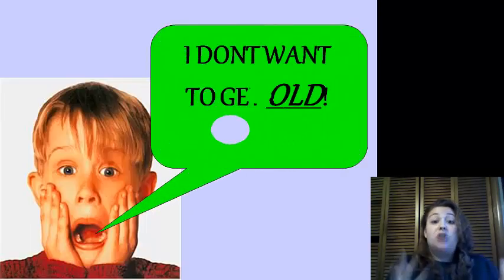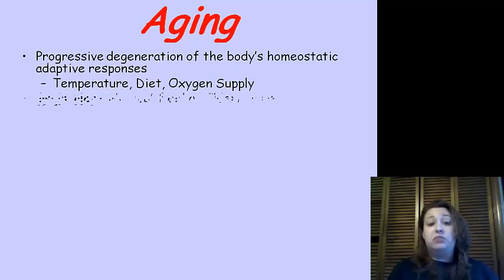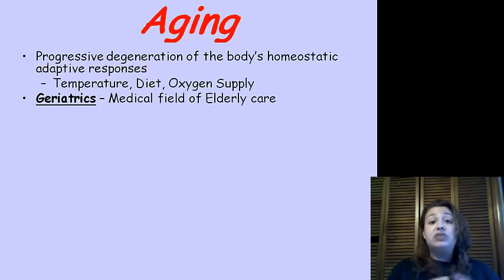So, we don't want to age. We don't want to get old. But what is aging? It is the progressive degeneration of the body's homeostatic adaptive response. AKA, we can't maintain homeostasis. We can't maintain temperature. We can't maintain diet, oxygen supply, and your body starts breaking down. Geriatrics is the medical field of elderly care.